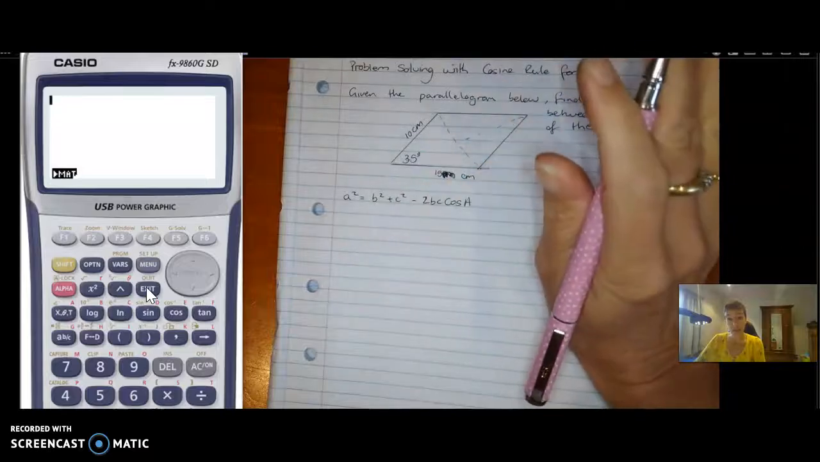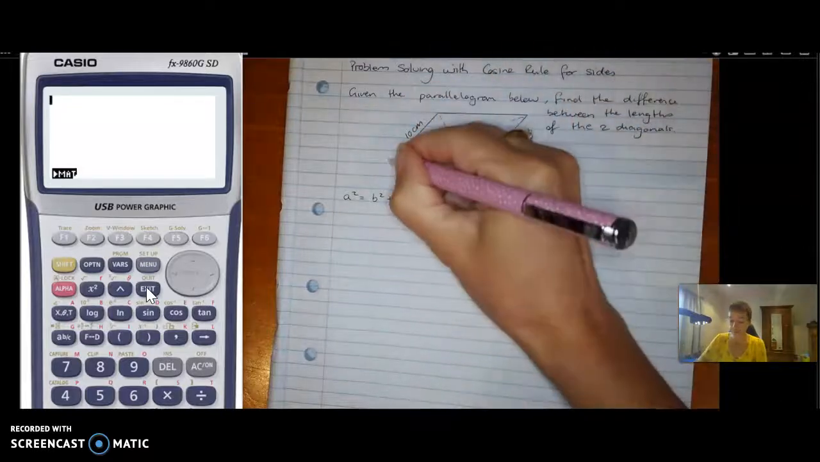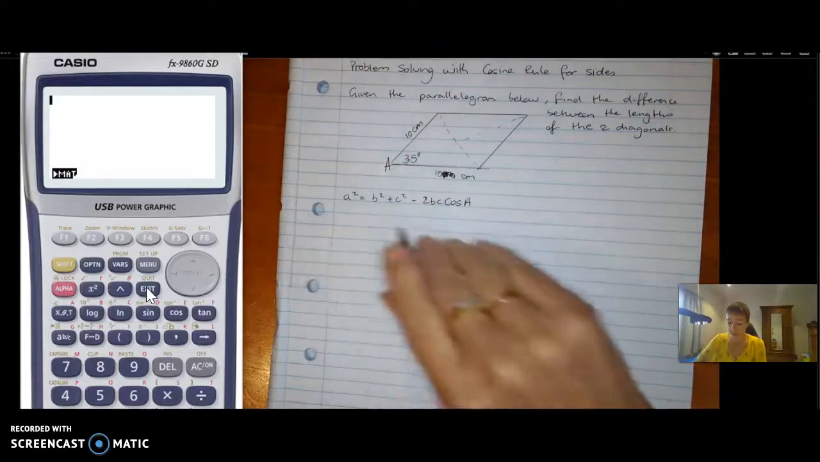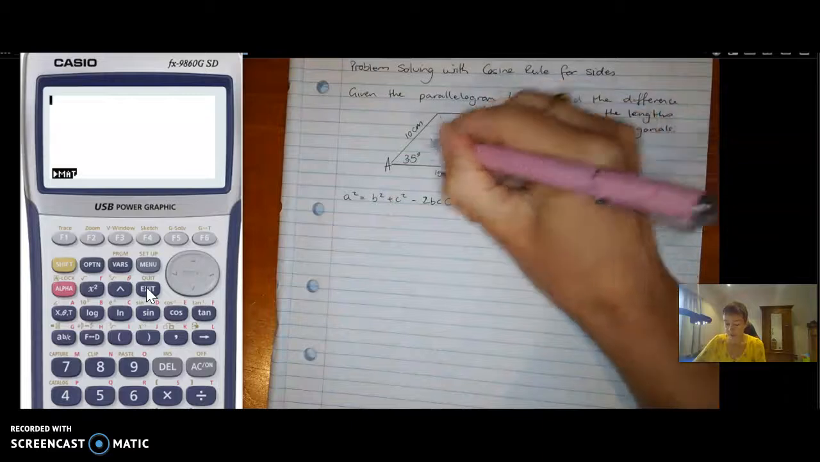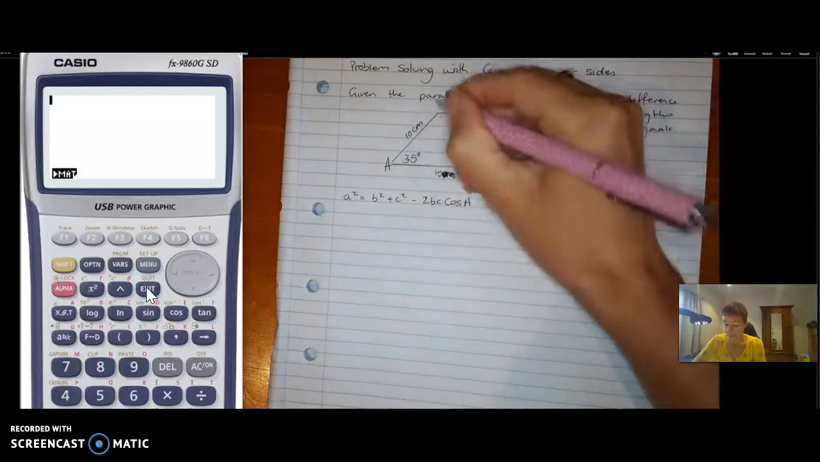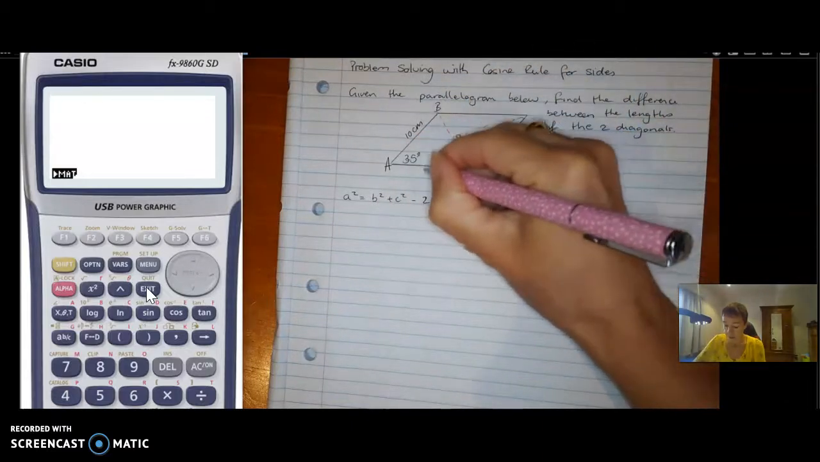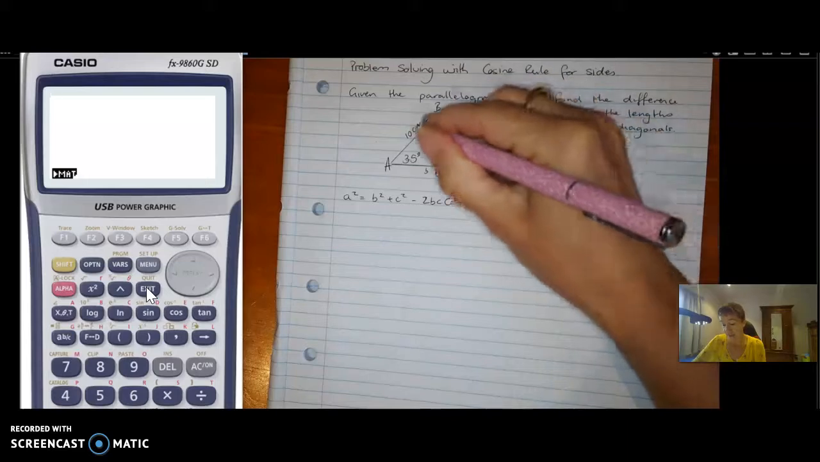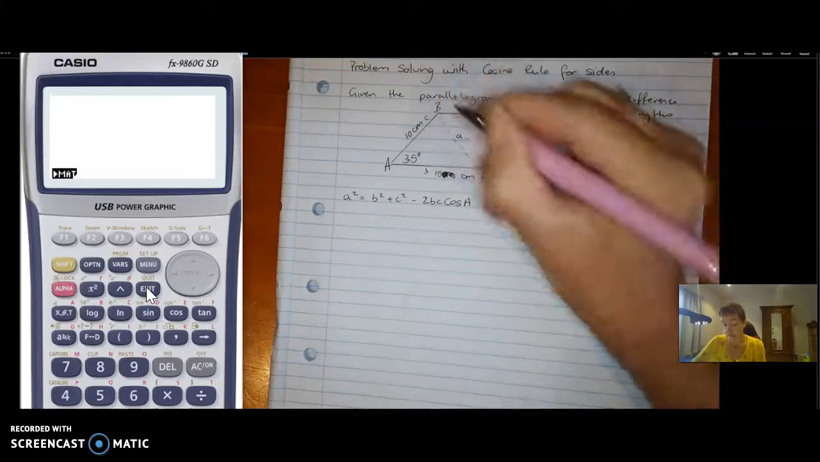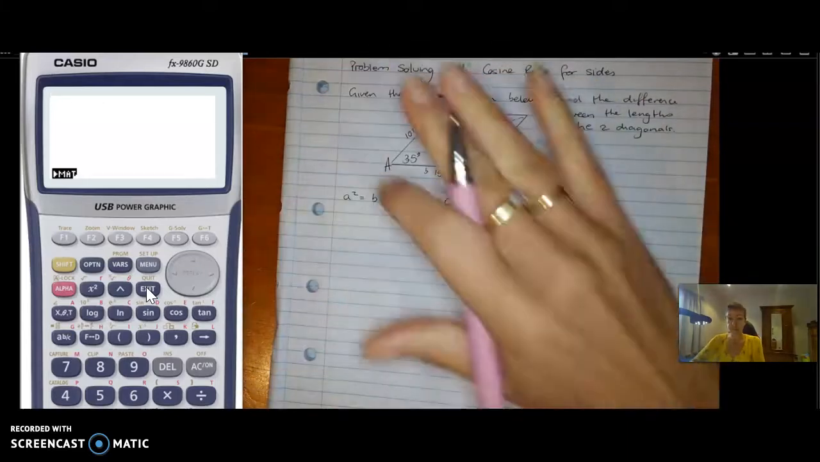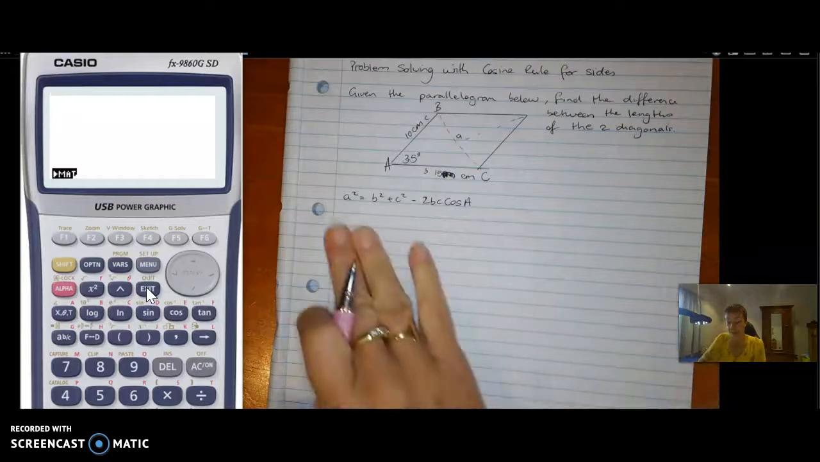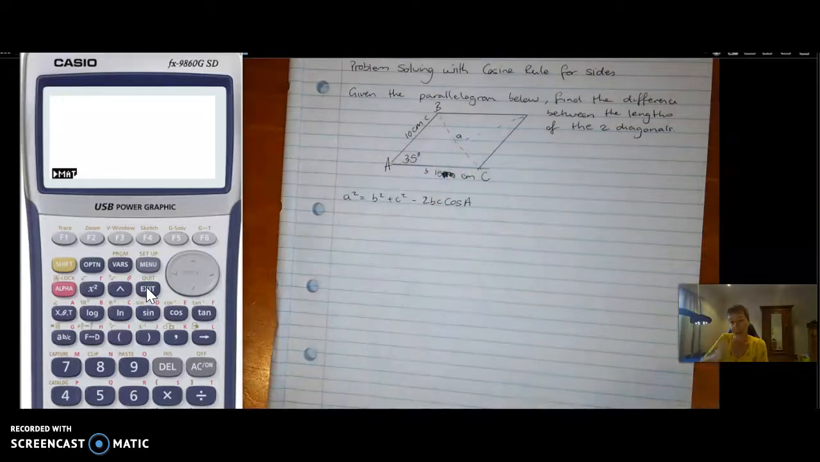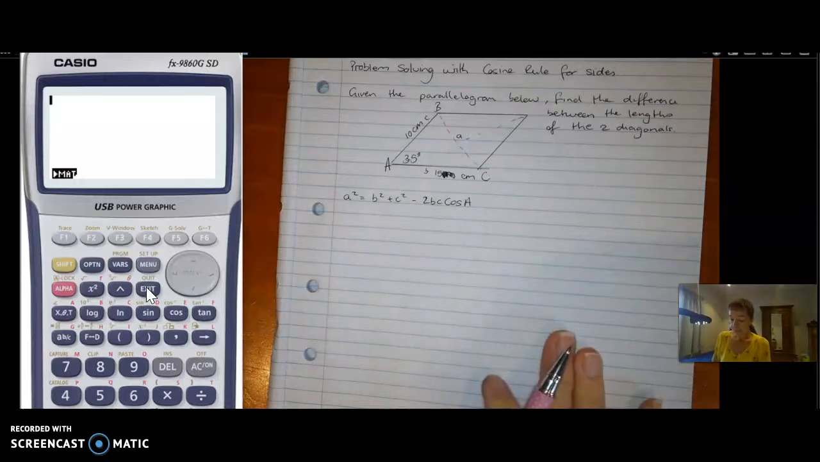I'm going to label my triangle, which is going to be helpful for me. This is going to be little a. It doesn't really matter where B and C go. Let's call this little b, and this is C, so this will be little c. If you've got it in this form, it is quite handy to have the angle you've been given and the side you're looking for as the A's.